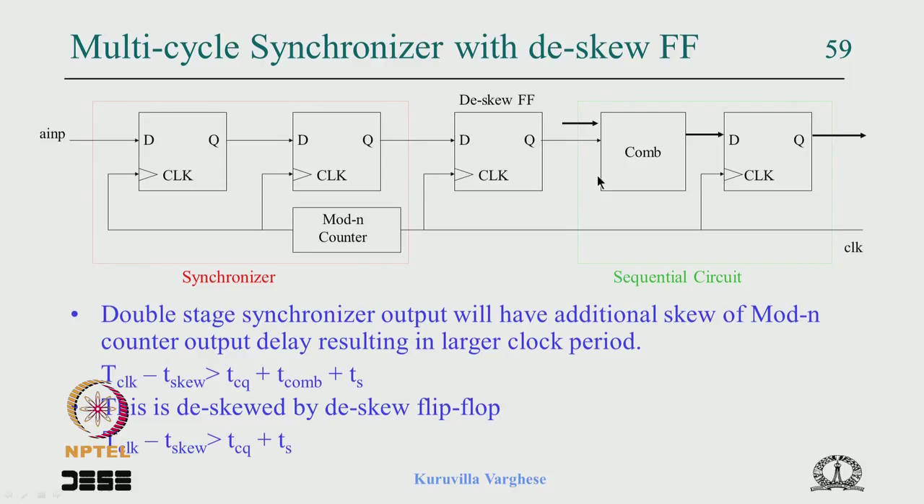Definitely it will add latency to the whole process. The latency you can work out is 2N T clock plus the T clock, because this is not clocked by the output of the counter, but the input of the counter. So that is what we looked at in the last class. I have repeated it because it's important that it gets into your mind very clearly, and this is a standard solution. Almost people treat it as a thumb rule.